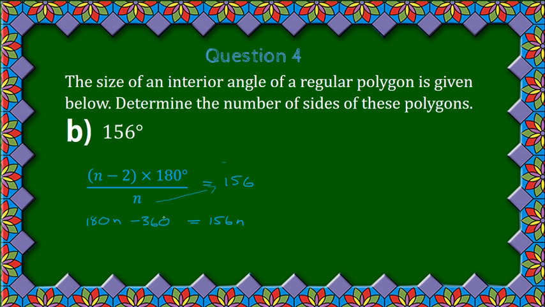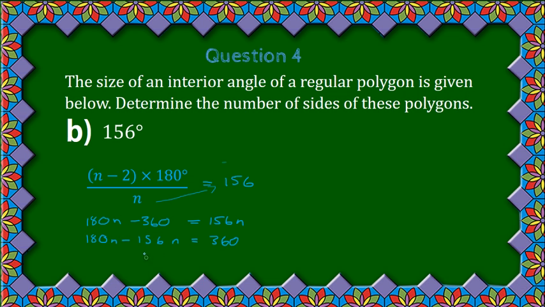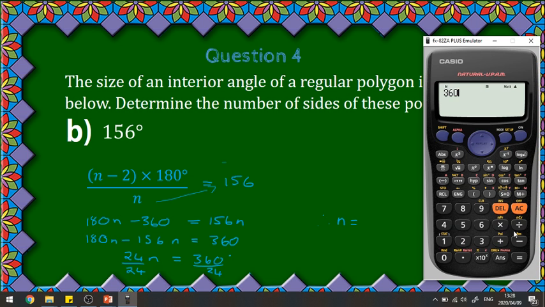Then I'm taking my variables, all the terms that contain the variable, to the left hand side. 180n minus 156n equals 360 degrees. And then if I subtract that, I've got 180 minus 156, and that gives me 24. So 24n equal to 360 degrees, and then I divide both sides by 24. So therefore n is then equal to 360 divided by 24, which gives me 15.